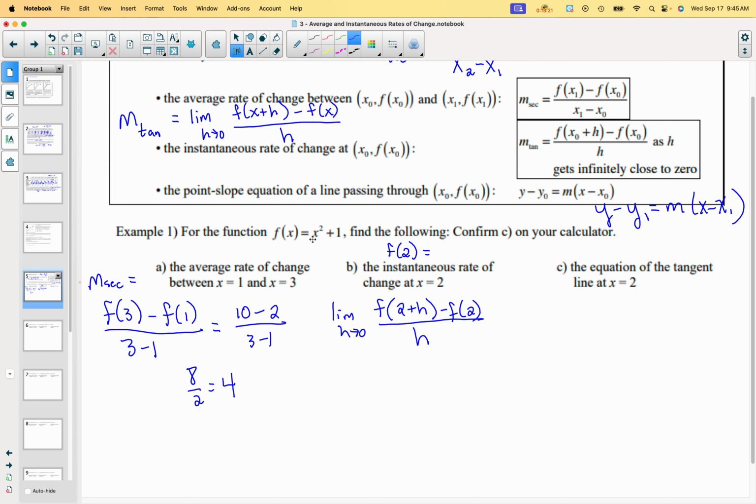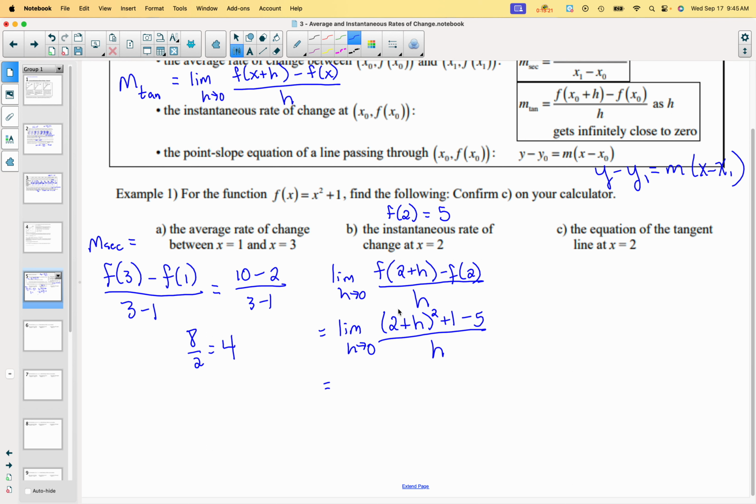If I plug a 2 in, I'm going to get 4 plus 1 is 5. So now I'm going to have the limit as h approaches 0. Remember what we do? We put a 2 plus h where the x is. So I'm going to have a 2 plus h, quantity squared, plus 1, minus f of 2, which we already determined was 5, all over h.